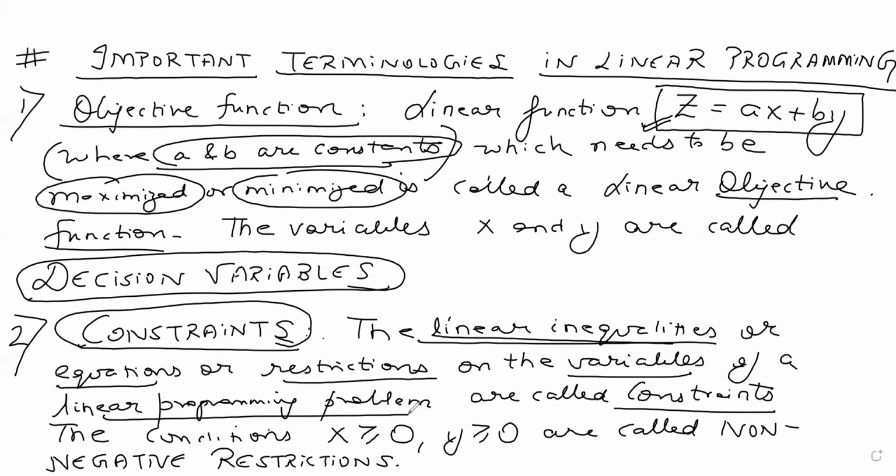What are the variables, guys? The variables are nothing but x and y. So if I put any restrictions on x and y, all these are called constraints. And the non-negative constraints are x greater than or equal to 0 and y greater than or equal to 0. That means in our entire lectures on linear programming, we will be assuming that the decision variables are non-negative. That means they are greater than or equal to 0.